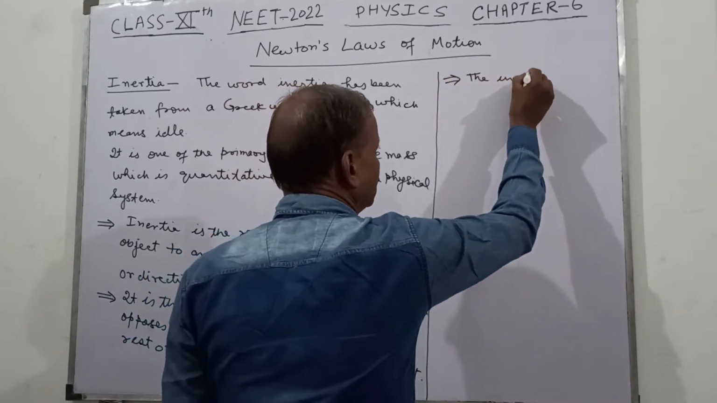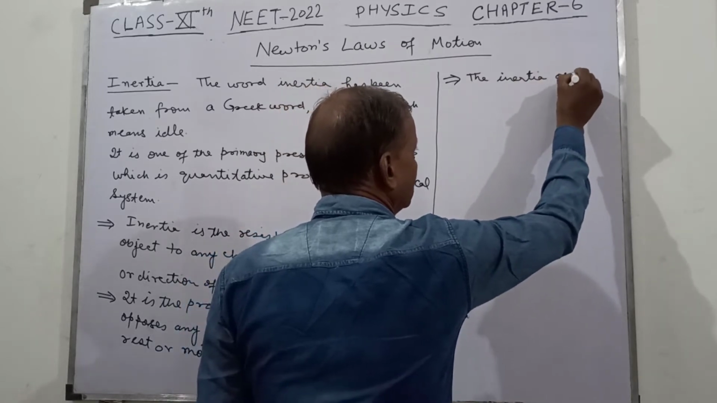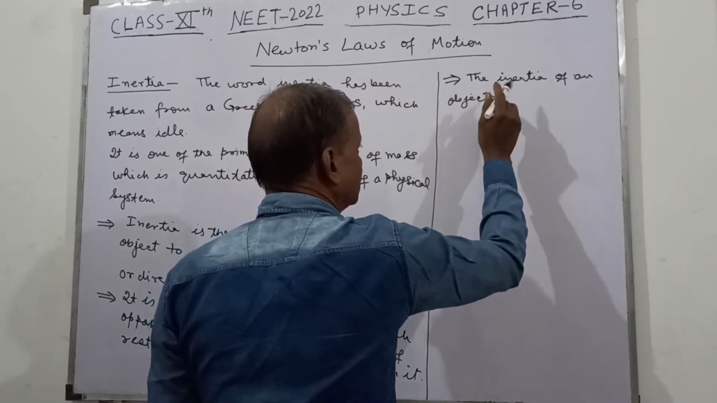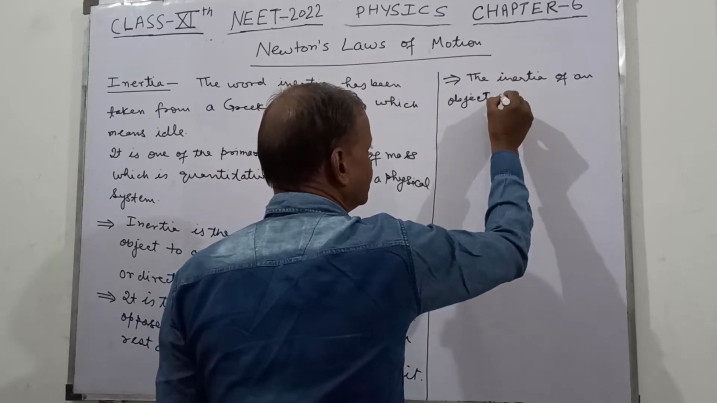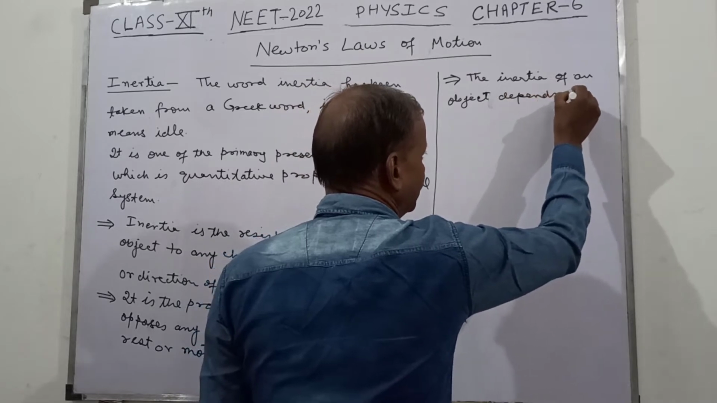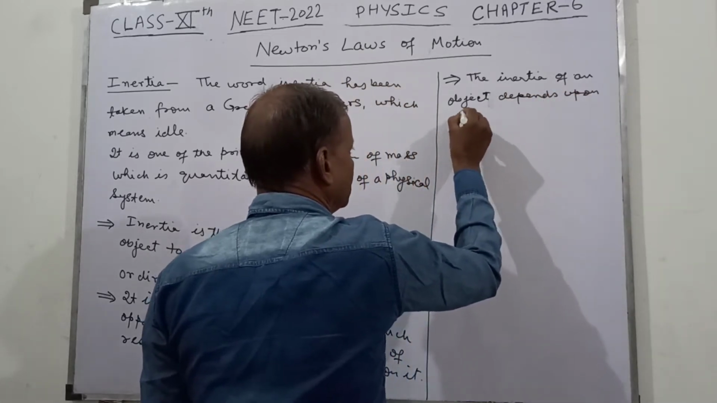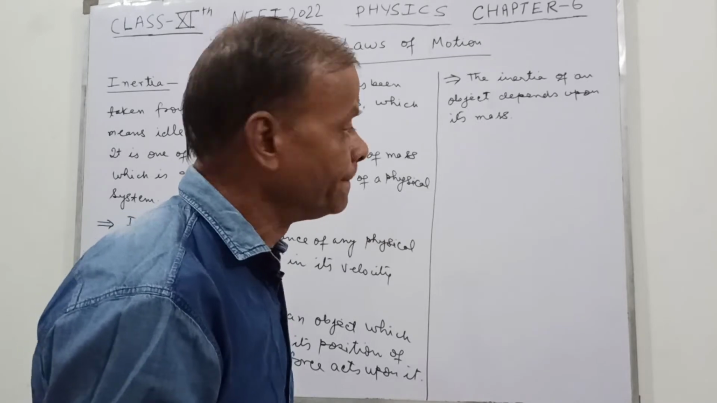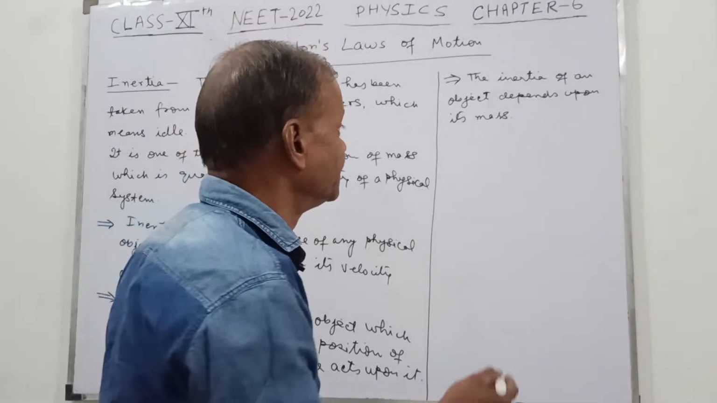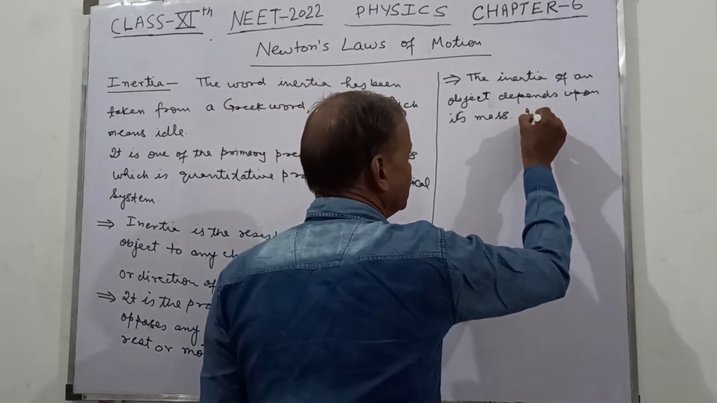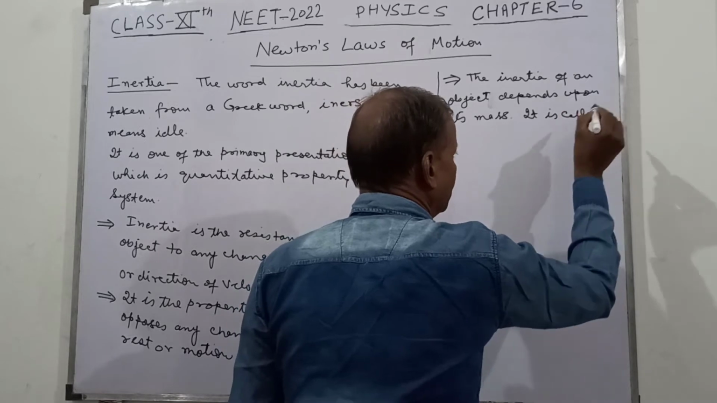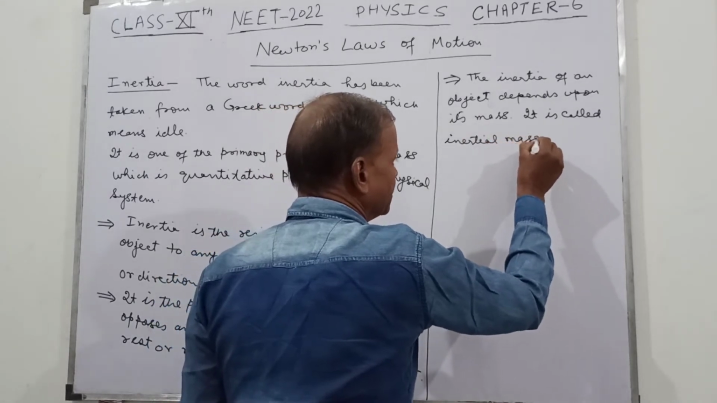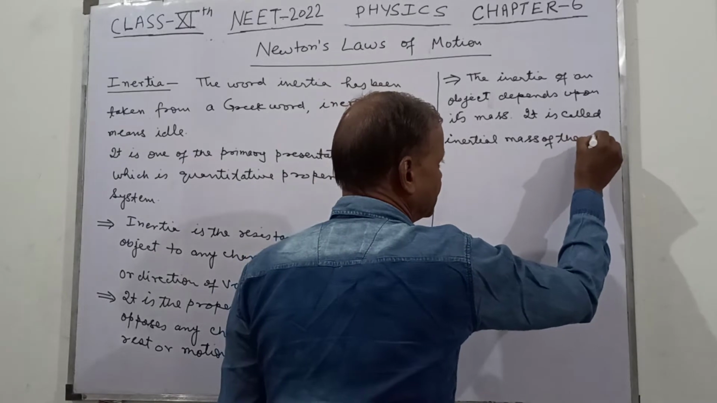The inertia of an object depends upon its mass. Larger the mass, larger the inertia. So this mass is called the inertial mass of the object.